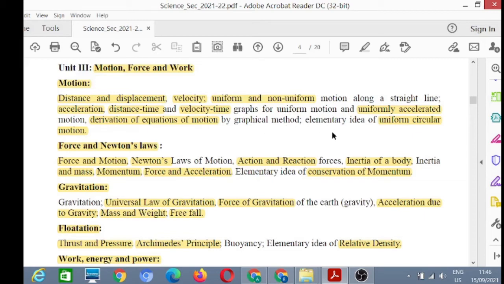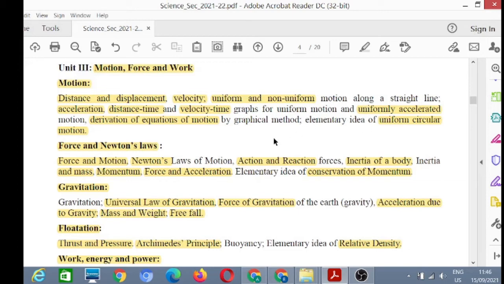Now next is elementary idea of uniform circular motion. Here we had studied motion along a straight line. Now we have to study motion along a circle.